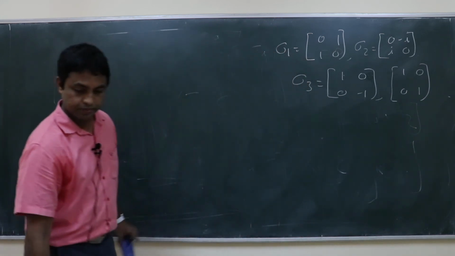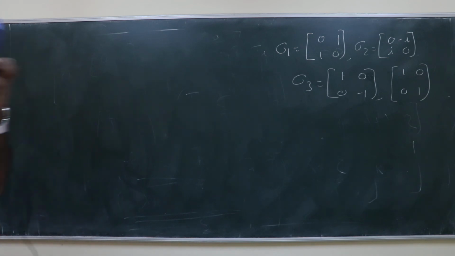So any questions? Sir, what do we call this j i matrix? Angular momentum matrices, okay.